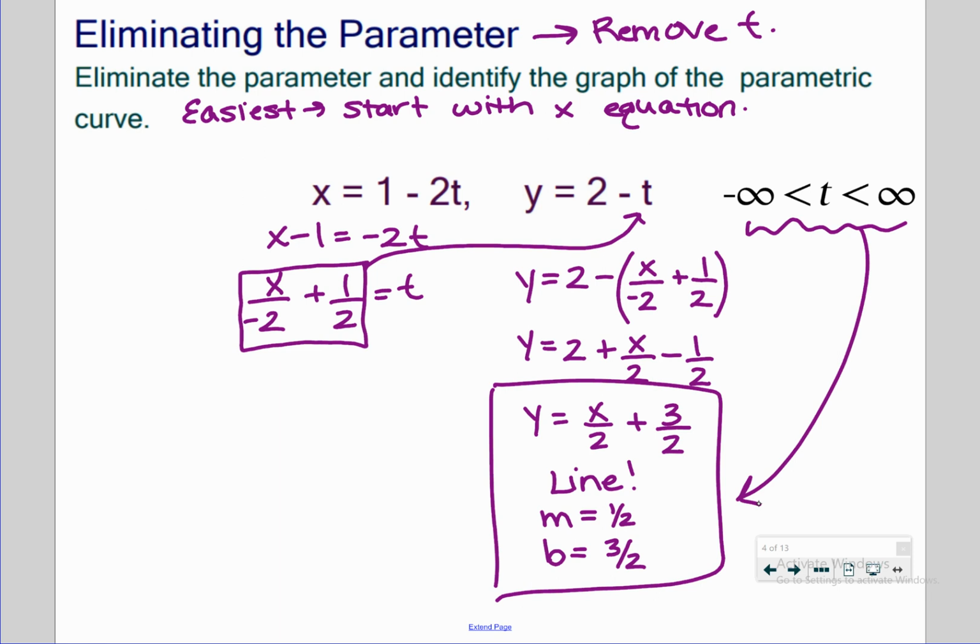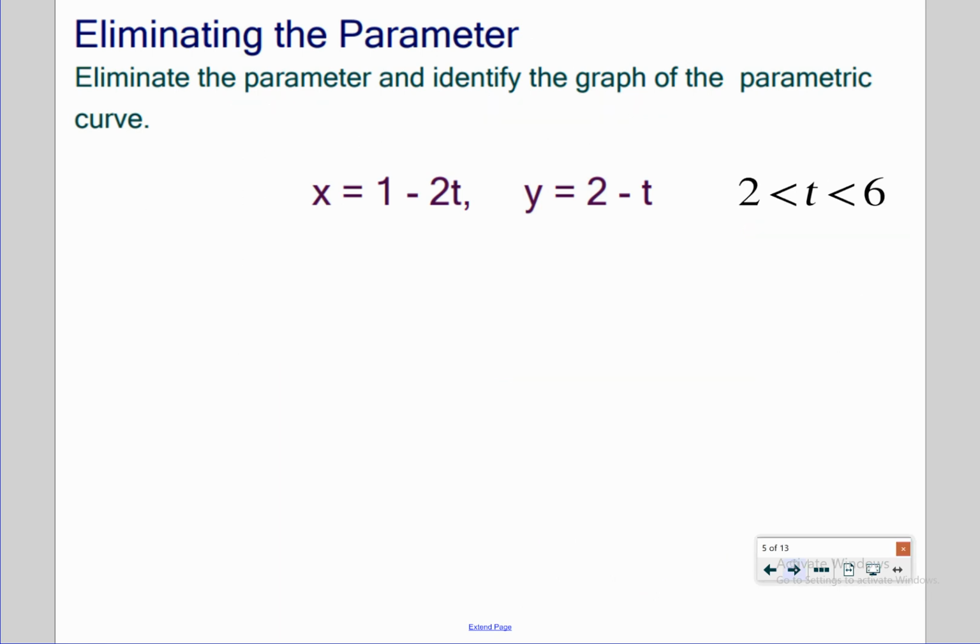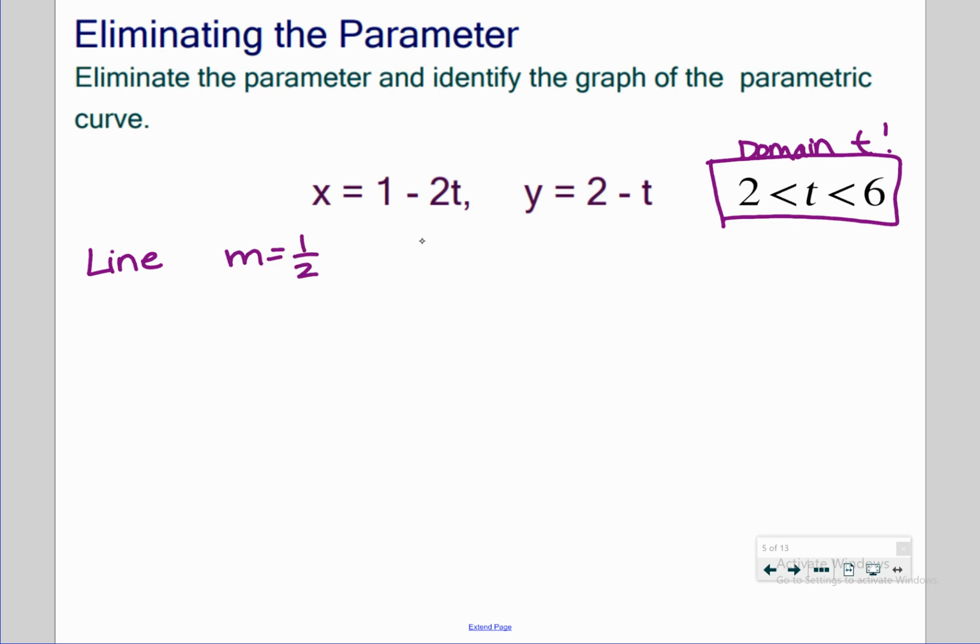Make sense? Okay, now, this is the exact same question, so you don't have to write anything down, except this part. We're going to change the domain of t. So now it's restricted instead of being negative infinity to infinity. Now we just said this was a line, and the slope was 1/2, and the y-intercept was 3/2, and the equation, when we eliminated the parameter, was y equals 1/2 x plus 3/2. That's all the stuff you should have on your paper already.